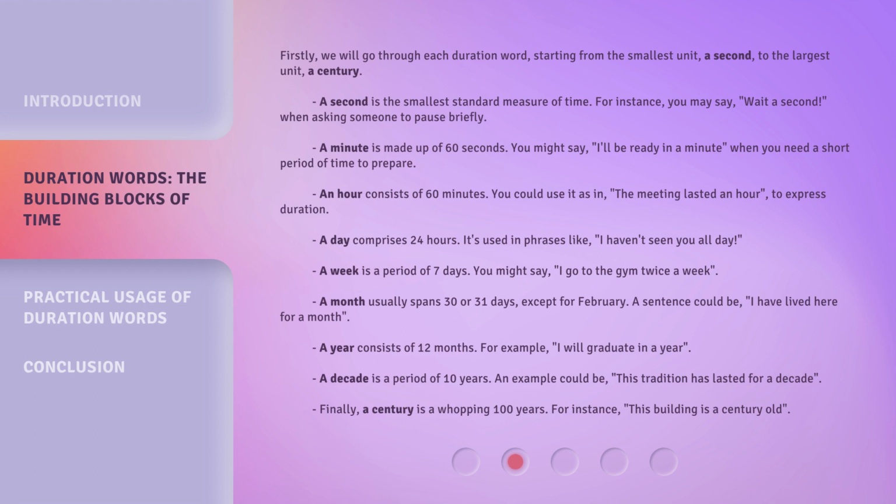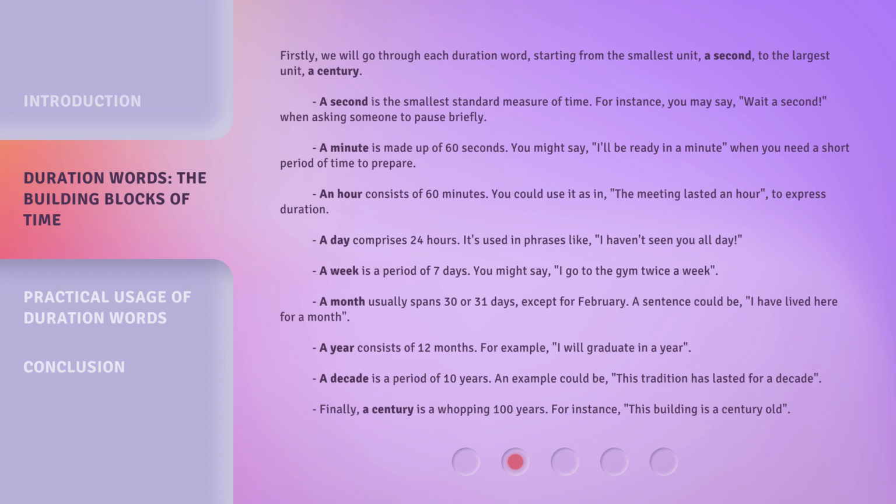An hour consists of 60 minutes. You could use it as in, "The meeting lasted an hour," to express duration. A day comprises 24 hours. It's used in phrases like, "I haven't seen you all day." A week is a period of 7 days. You might say, "I go to the gym twice a week."